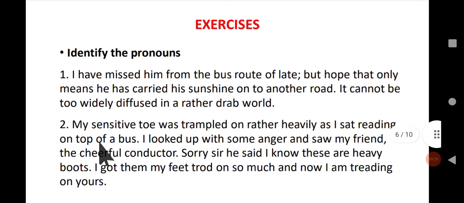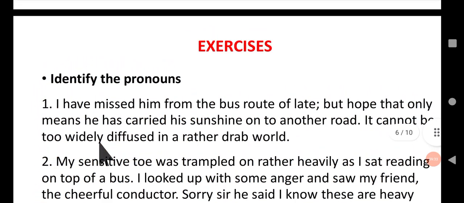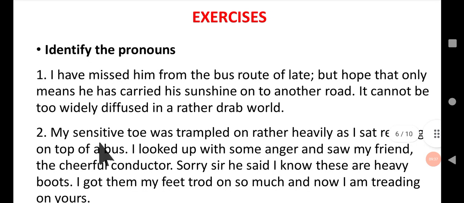Now, important part, we'll get into the exercises. Identify the pronouns in these statements which are given. See here, I, that is the beginning one. I is a subject pronoun. Next, given him, missed him, offered him, spoken to him, is an object pronoun.